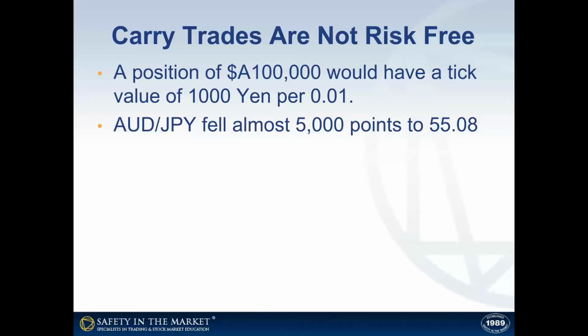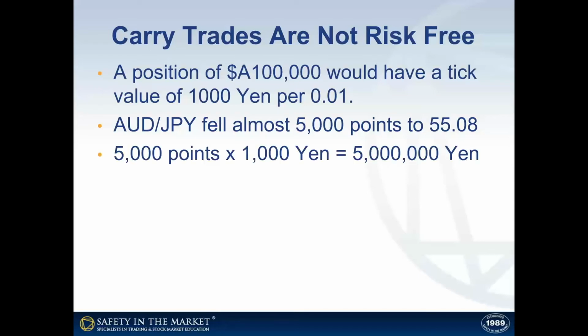During this time, the Aussie dollar against the Japanese yen fell almost 5,000 points to 55.08. 5,000 points times 1,000 yen means that during that time, if you had bought at the top for your 6% interest, if you'd bought at the top there, you would have lost 5 million yen on the way down.